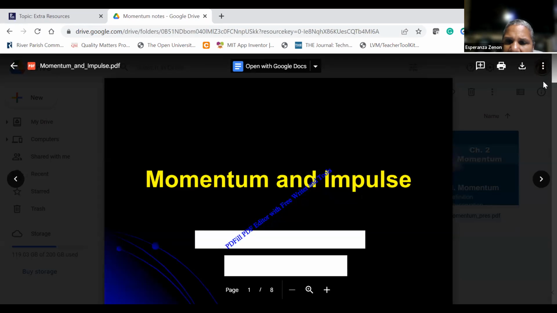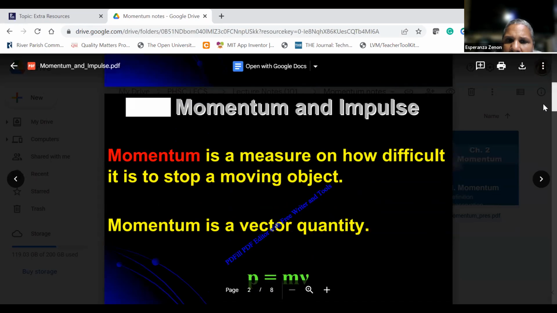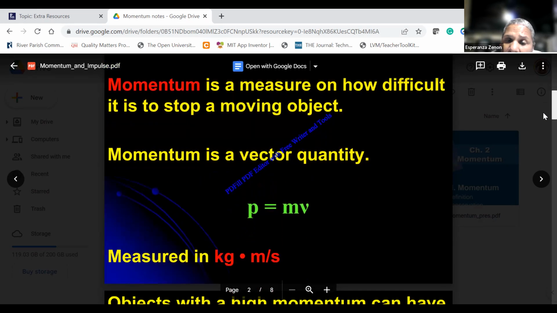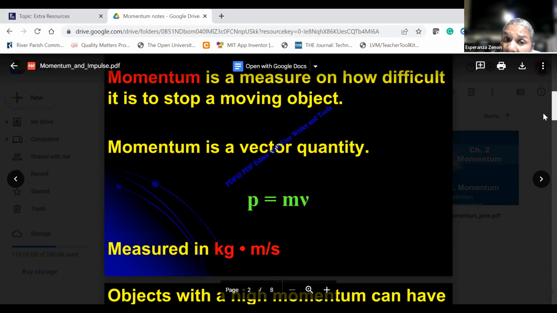Okay? Well, what about its counterpart, impulse? How do we use that to help us? Well, just as a reminder, here's another definition of momentum. Momentum is a measure of how difficult it is to stop a moving object. Well, that makes sense, because if momentum is a measure of how much motion an object has, an object with more motion is going to be more difficult to stop, right? And we know that momentum is a vector. Okay, so direction matters.